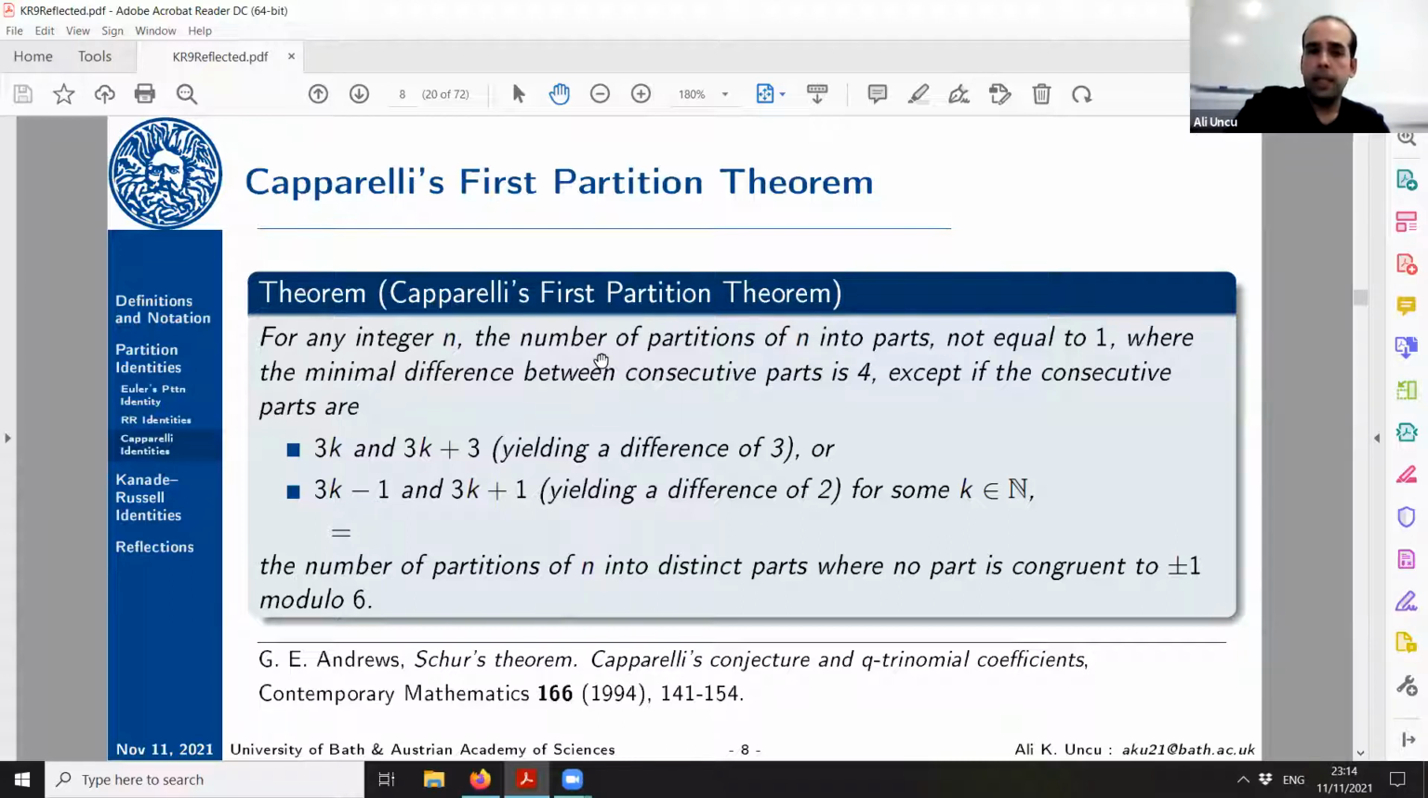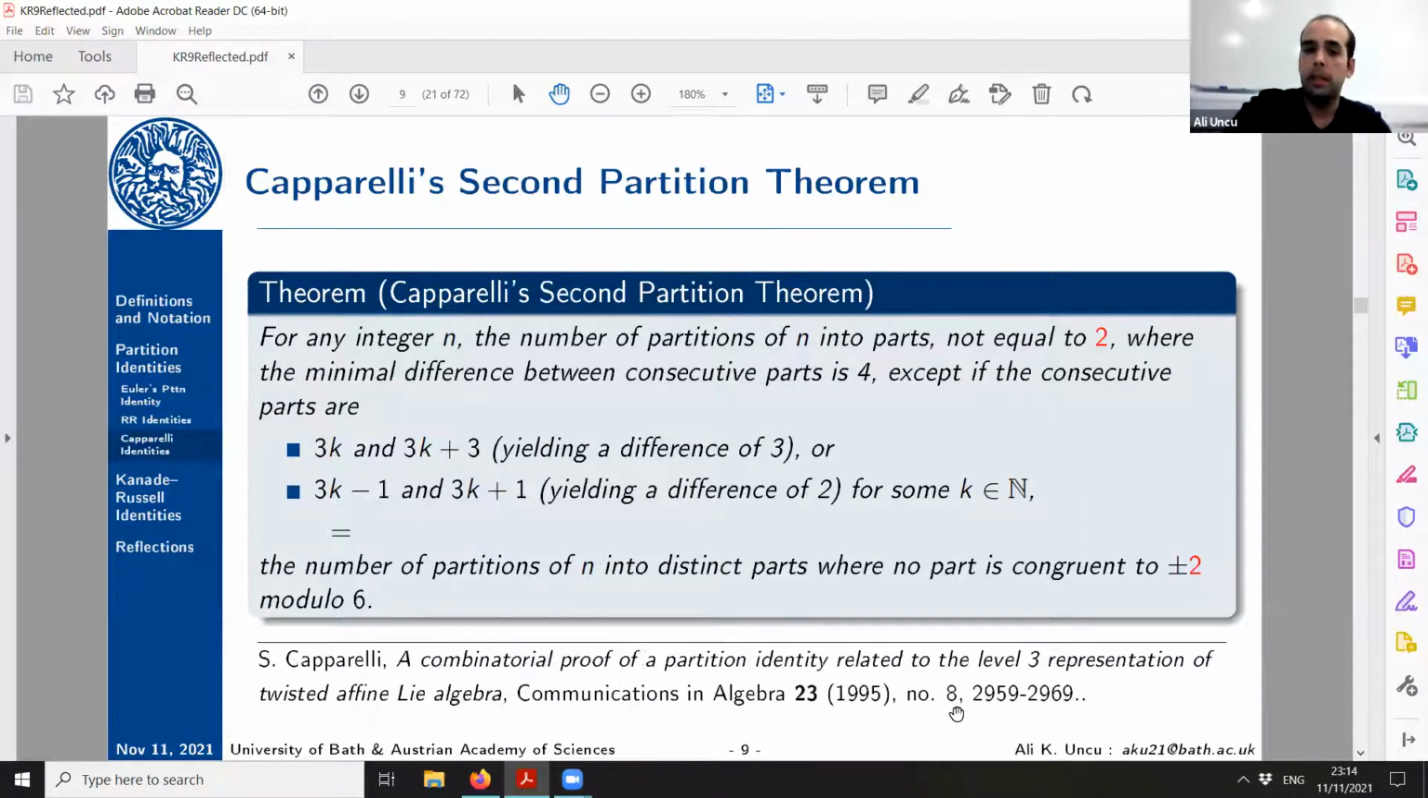But here, for this example, which George Andrews proved first, we didn't have a generating function version for a really long time. And the Rogers-Ramanujan partition theorem came as a pair. There were 2 of them.